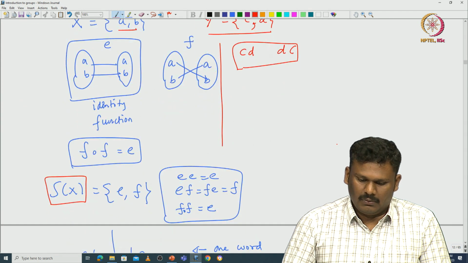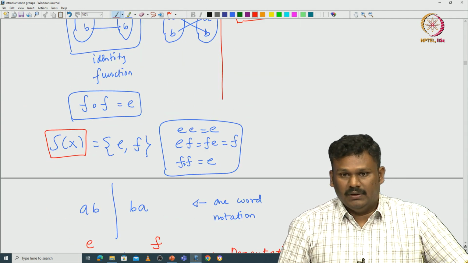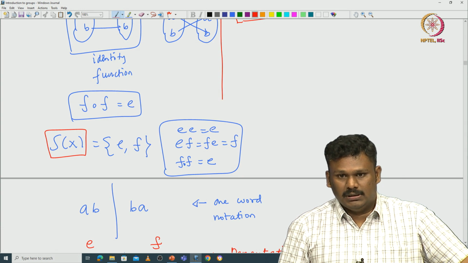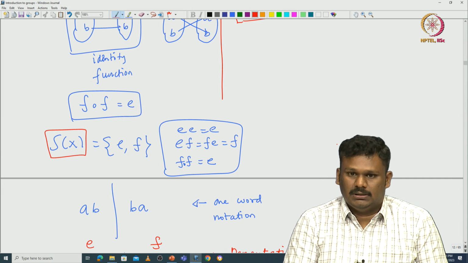I will stop here, we are running out of time. I will continue with more examples and then subgroups of integers in the next class.